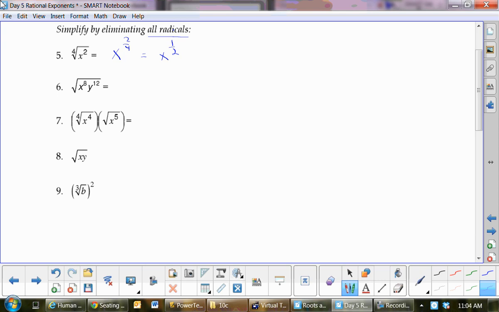Okay, now 6 is one of those that after you see it, you're going to be like, okay, I get it now. But most people would have a lot of trouble with this one. So this is why having radicals turning to fractions is really nice. Because this would be the same thing as x to the 8, y to the 12, all to the 1/2.